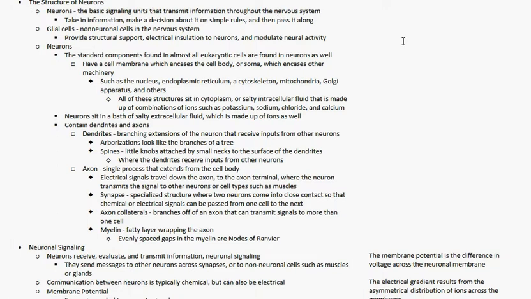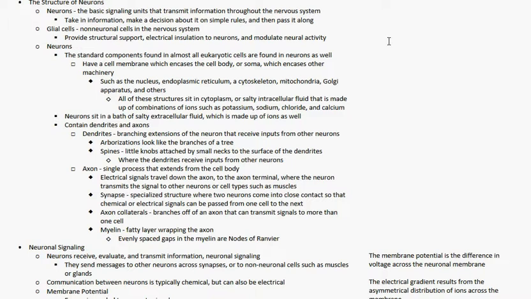There are also glial cells. These are non-neuronal cells in the nervous system. They provide structural support, insulation for electrical activity passing down the axon of the neurons, and they also modulate neural activity. This is somewhat of a newer finding, and ongoing research is still looking at this to further elucidate what's going on. We'll go more into depth about glial cells in another video, and we'll briefly touch on them in a couple minutes.